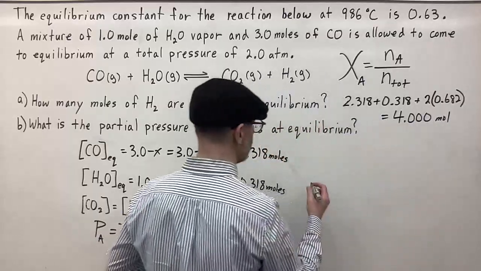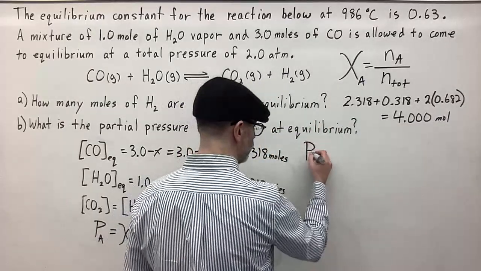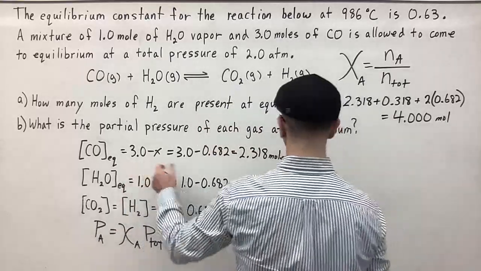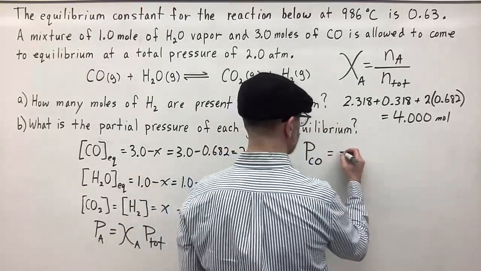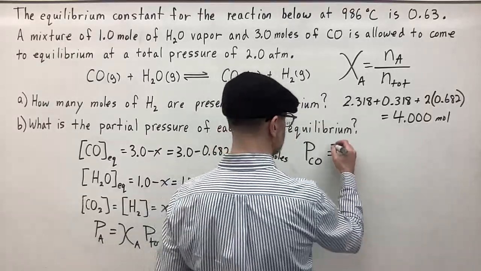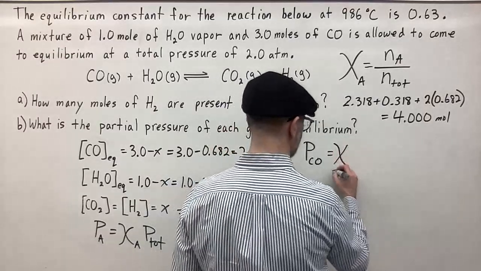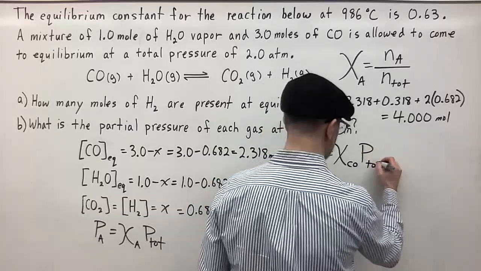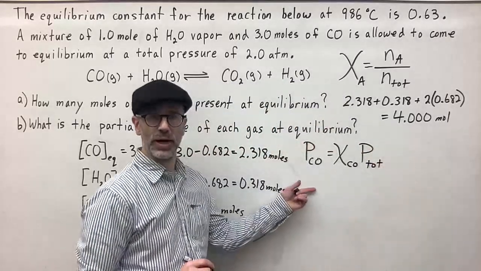And so now I'm going to say, okay, the partial pressure of CO, so we'll start with this one, is going to be equal to the mole fraction of CO multiplied by the total pressure. Okay, that's what I have there.